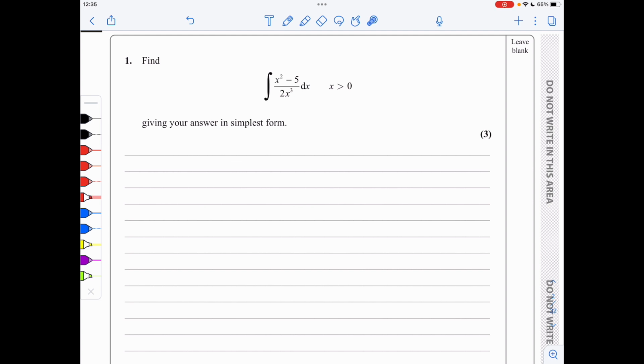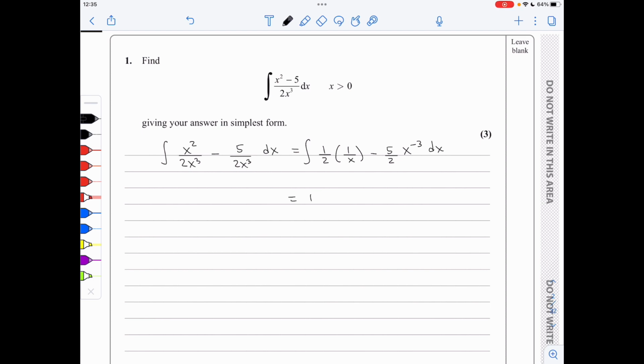In question 1, we are asked to integrate this expression with respect to x, giving our answer in the simplest form. We start by writing this as x squared over 2x cubed minus 5 over 2x cubed dx. I will write the integral in index form, so it's 1 over 2 times 1 over x minus 5 over 2 x to the minus 3 dx.